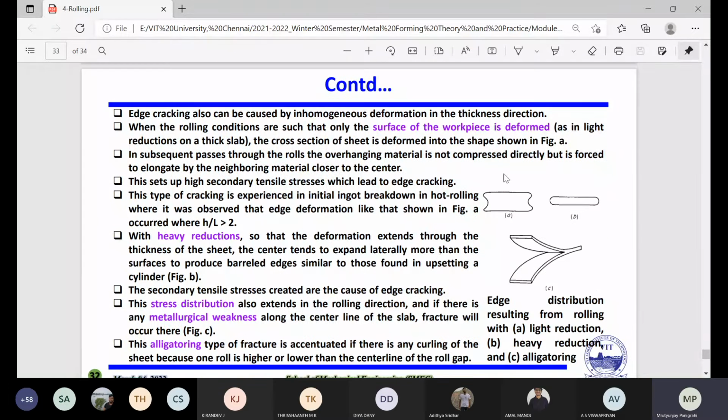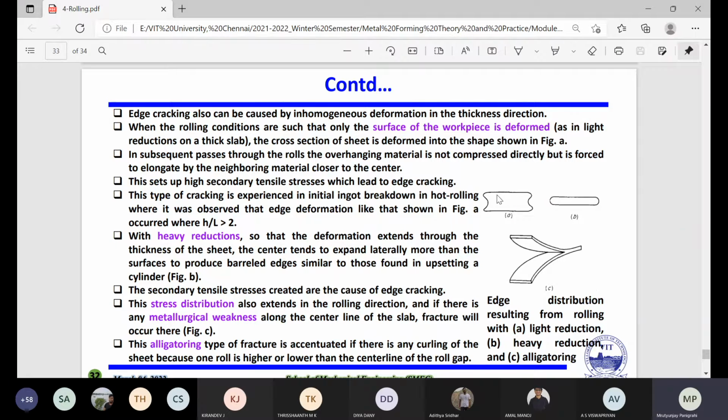So in a similar way, we derived this in the other part also. Edge cracking also can be caused by inhomogeneous deformation in the thickness direction, as we just discussed. When the rolling conditions are such that only the surface of the workpiece is deformed, you can see here that the upper part is deformed, but the inside is not deformed.